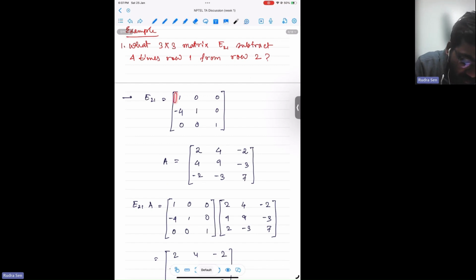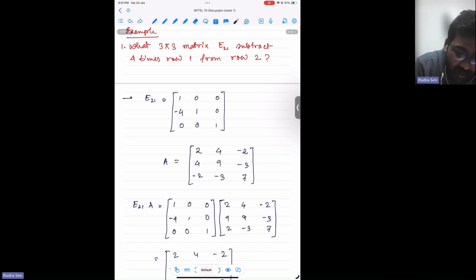So we do not need to change any row 1 because we do not say that row 1 needs to be changed. Okay. So that's why 100 is there. First row should be 100. Now in the next row, what is the thing?